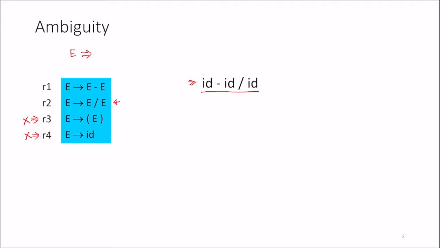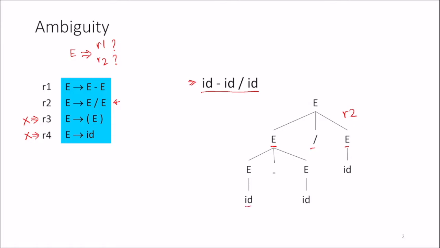So the choice here is between R1 and R2. So it looks like I could choose R1 or I could choose R2. If I choose R2 first, then I get this parse tree over here because E gets expanded by E divided by E. And then this E needs to recognize the ID minus ID part of the input string. And you can see that this gets you the wrong precedence because it does the subtraction first instead of the division. If I choose R1 first, then I would choose E goes to E minus E first, and then I choose R2 over here where the division happens.